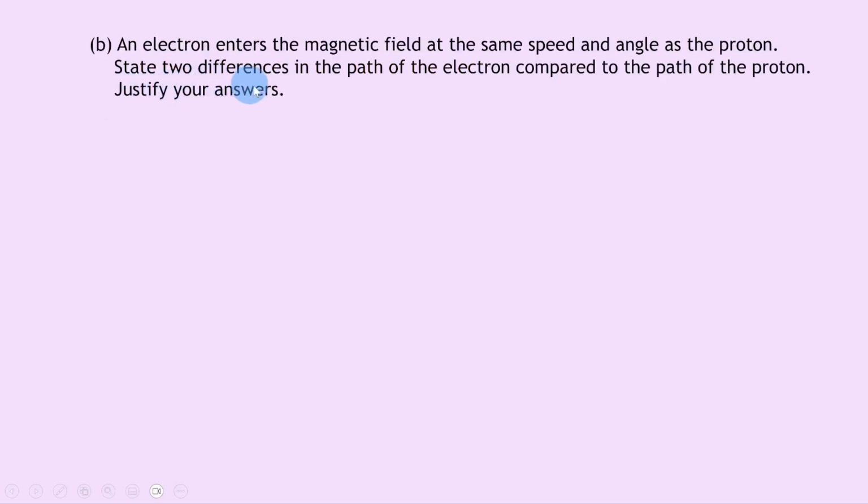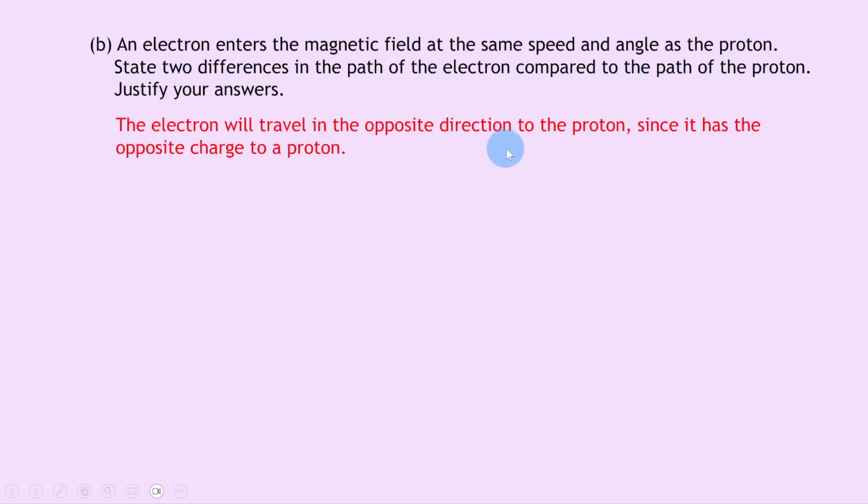Lastly, part B says an electron enters the magnetic field at the same speed and angle as the proton. State two differences in the path of the electron compared to the path of the proton. Justify your answers. Well, we could say that the electron will travel in the opposite direction to the proton since it has the opposite charge to a proton.